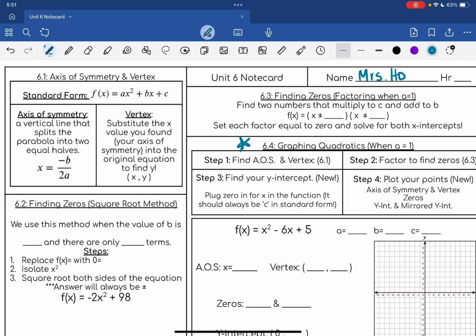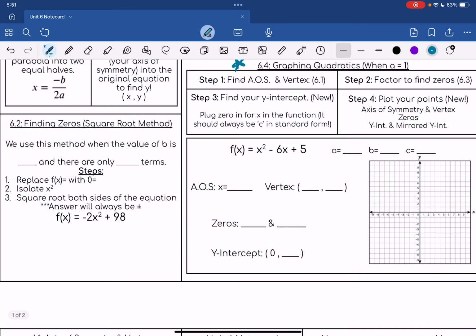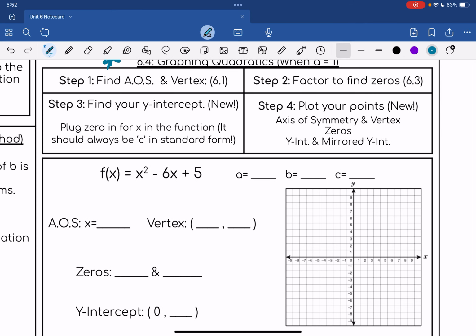So we're going to go ahead and do our 6.4 problem. We'll come back to 6.2 in a second. So down here, I have 6.4. We'll do that all together. So my a value is 1. My b value is negative 6. My c value is 5.